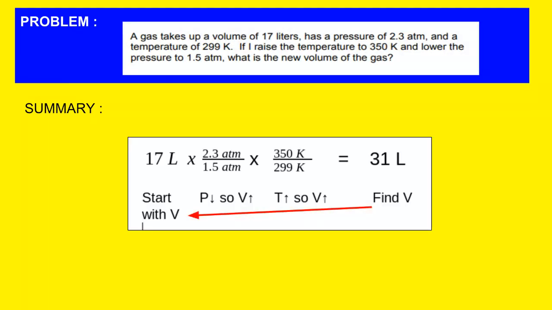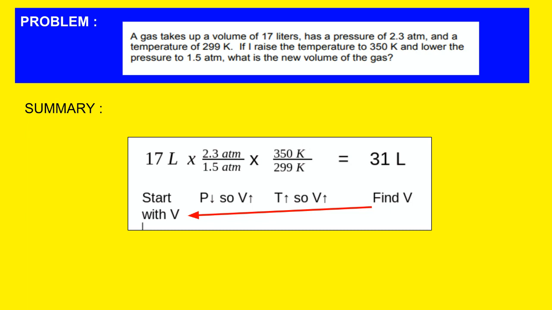To summarize that problem, once again, we wanted to find volume, so I started with volume, 17 liters given in the problem. My pressure decreased throughout the problem, so I arrange the pressure proportion such that it will make the volume increase, since I know the relationship between P and V is inverse. Also, I arrange the temperature proportion such that it causes the volume to increase as well. And I've placed the bigger temperature over the smaller one. And notice the units of atmospheres cancel, Kelvins cancel, and we end up with liters.